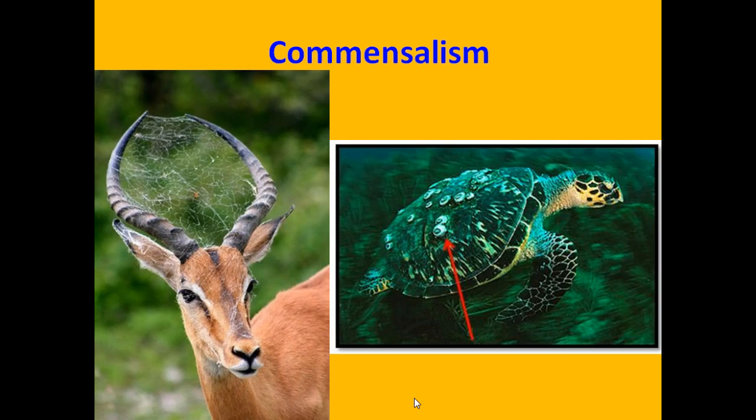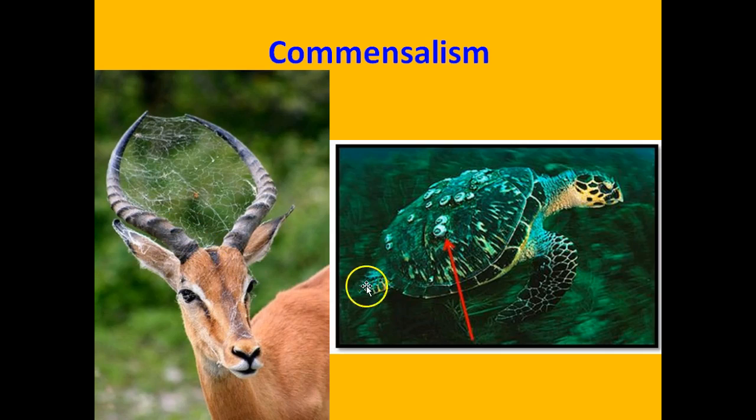Here are two great examples of commensalism. Here we have a spider that has built its web between the horns of this African animal right here. Well, the spider benefits from this because it creates obviously a home in which to capture food and to lay eggs and reproduce. The animal itself is neither harmed nor benefits from this relationship. It's just providing a home to the spider between its horns.